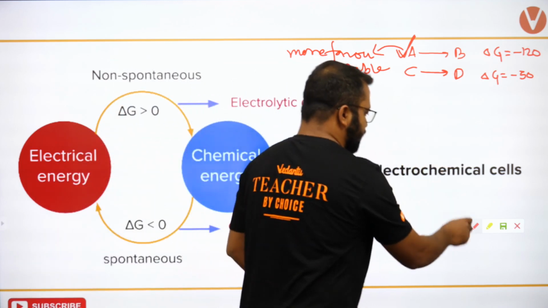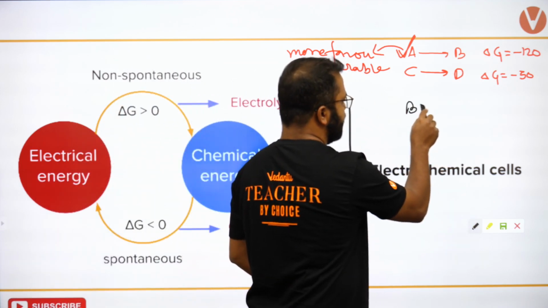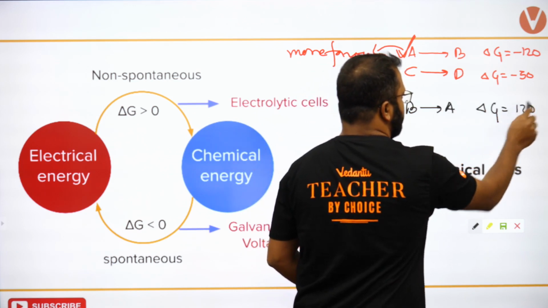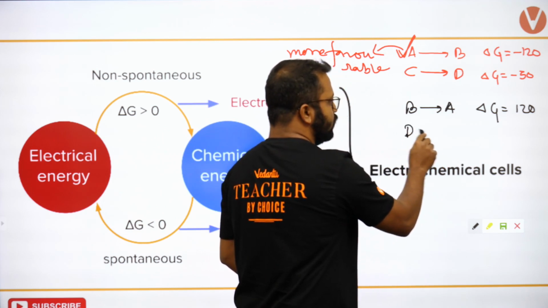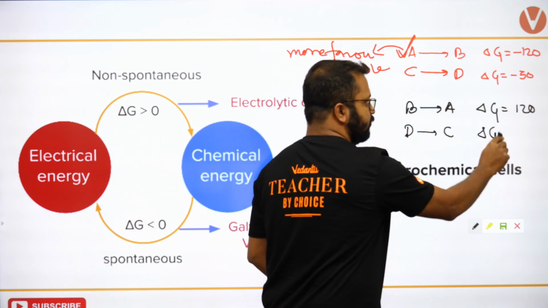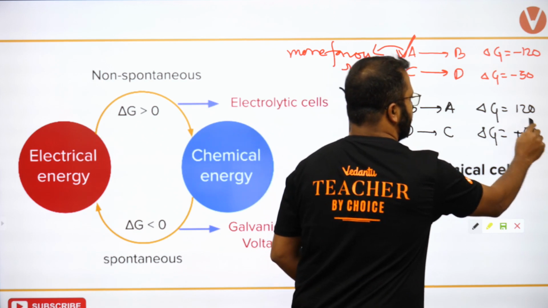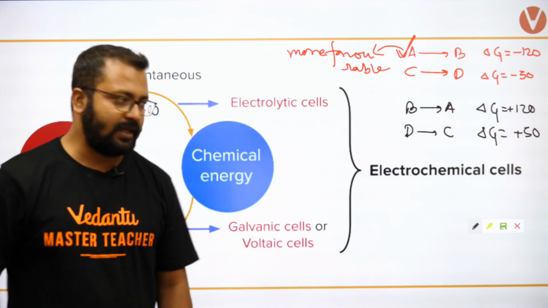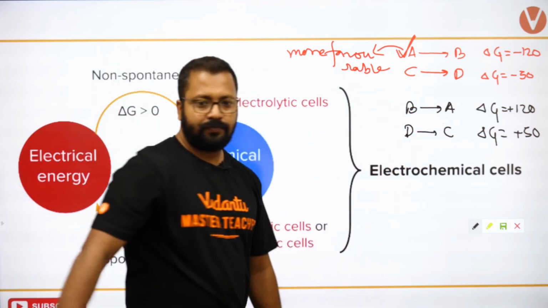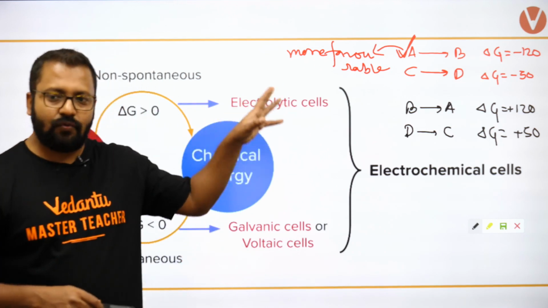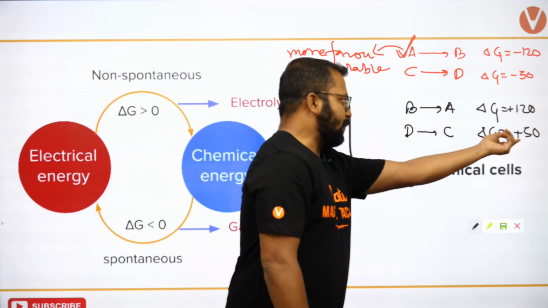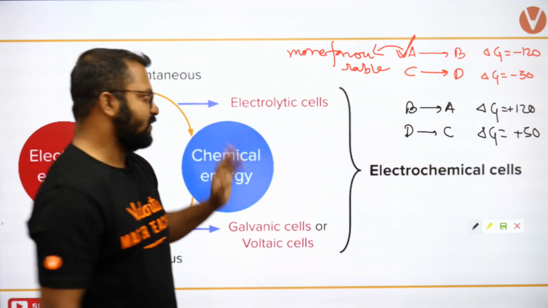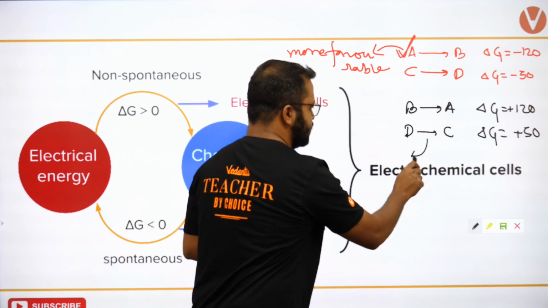Now if I take the reverse process, B to A, तो इसके लिए डेल्टा जी हम क्या लिखेंगे? 120. D to C, delta G will be written as plus 50 and this is plus 120. Now which is more favorable? Plus 50 is more favorable. Very good.